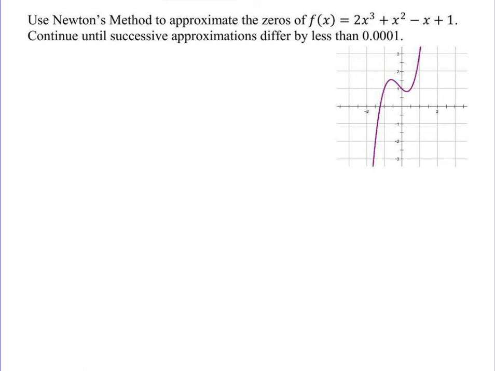Next one, use Newton's method to approximate the zeros of that polynomial. Continue until successive approximations differ by less than 0.0001. And as we just seen, it's not going to take very long to get to that degree of accuracy. Okay? So, based on the graph that I have here, and this is how you do this, by the way, you just graph that thing or get an idea of where that thing crosses the x-axis approximately, and then pick a number that's close to that 0 to get started.